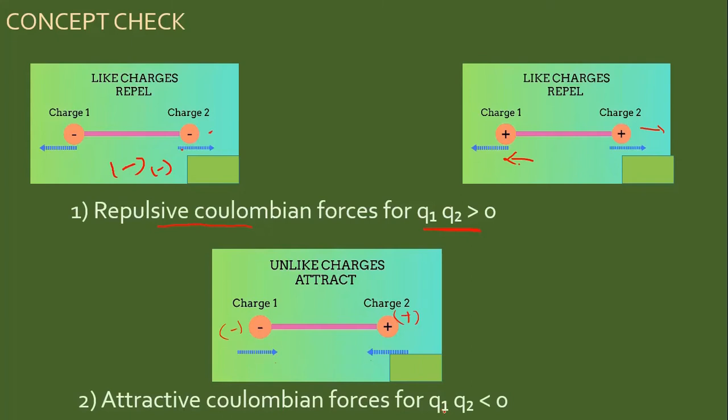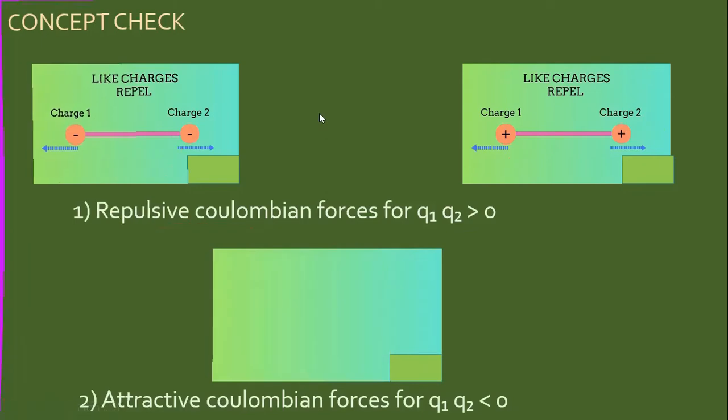So whenever it is asked if Q1 Q2 is less than 0, that means it signifies that one of the charges we are dealing with is negative and the other charge has to be positive. Then only this product will give us the attractive Coulombian force. So this is an important concept check related to Coulomb's law. When the Coulomb's force is repulsive, with which type of charges are we dealing, and when the Coulombian force is attractive, with which type of charges are we dealing. So please keep this in mind.